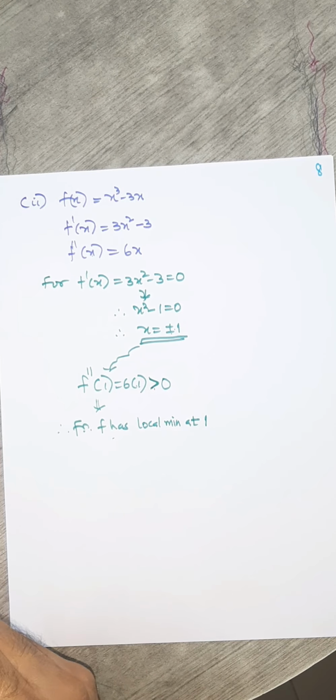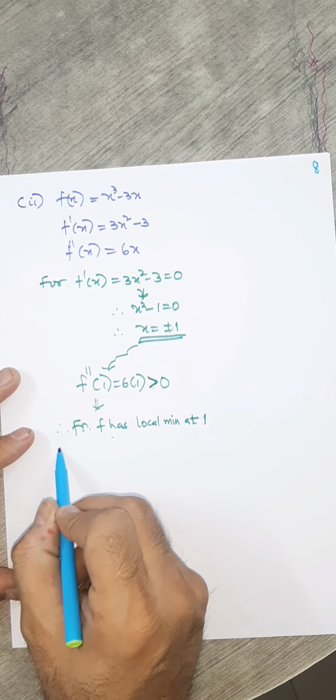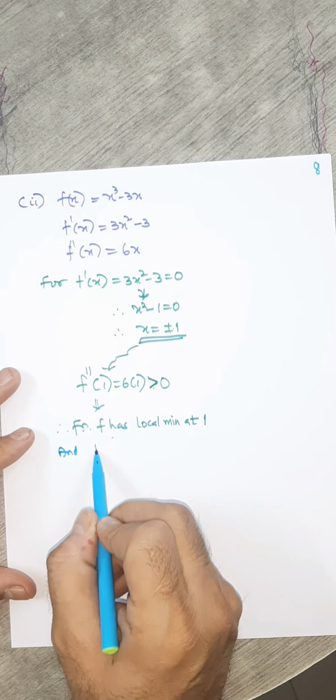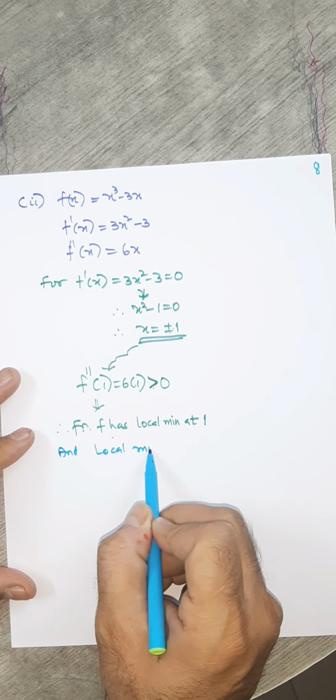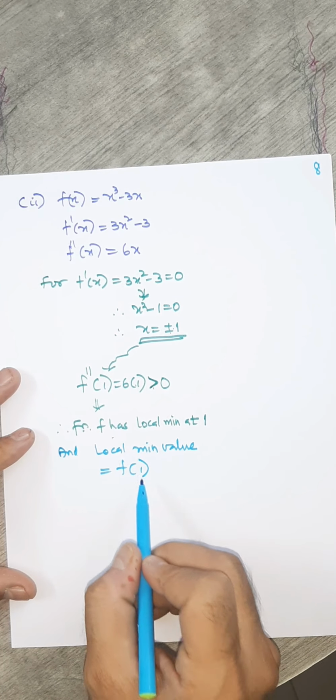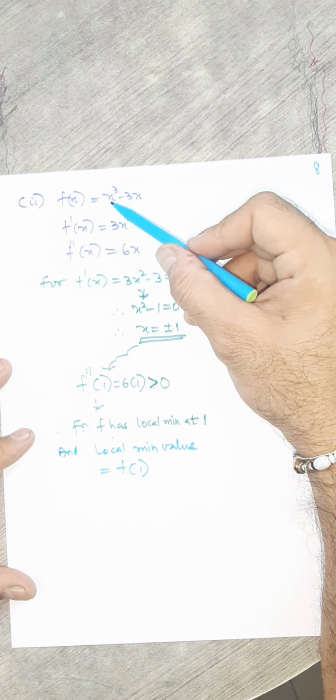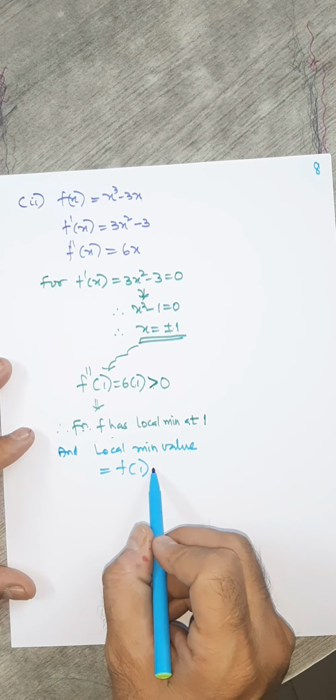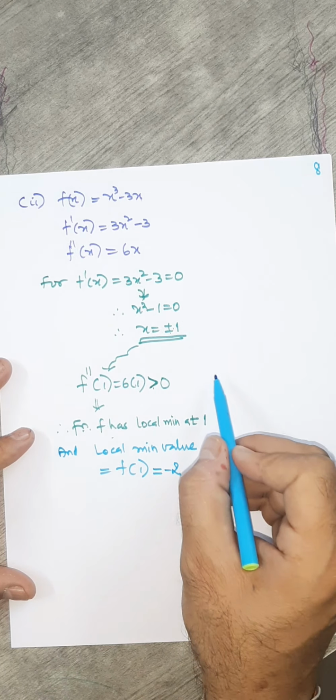And what's that minimum value? The local minimum value equals f of 1, f of c. Put 1 here. So 1 minus 3, how much? Minus 2. Fine, this is one part.